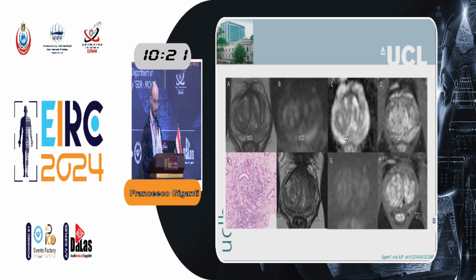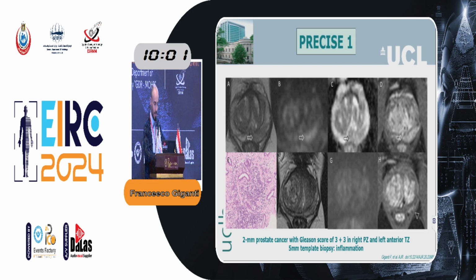Here you can see a lesion in the left peripheral zone from A to D at baseline. This patient has only 3+3 in the right PZ and left anterior TZ. He had a 5 mm template biopsy that showed inflammation. After 1 year, from F to H, you can see that the area has resolved, and there is only some minor enhancement in the left PZ, and this is a vessel. So this is a PRECISE 1.